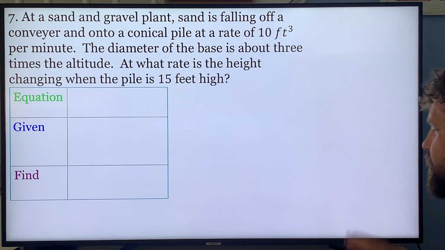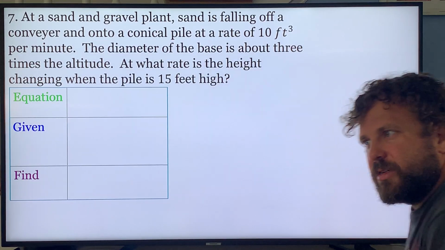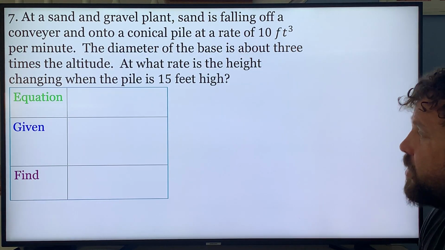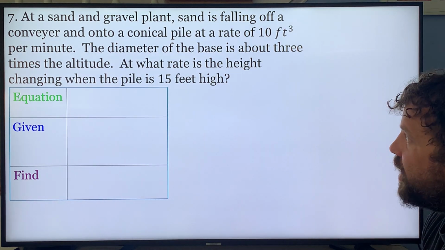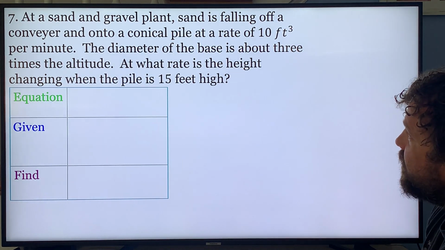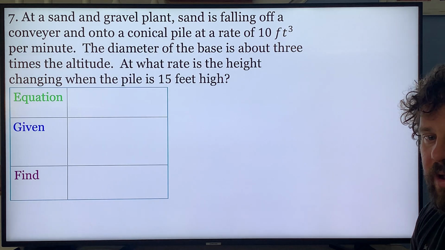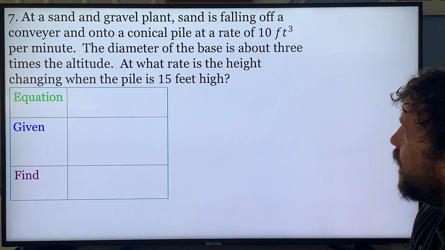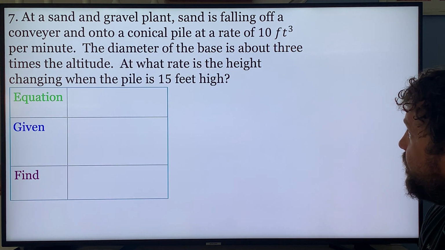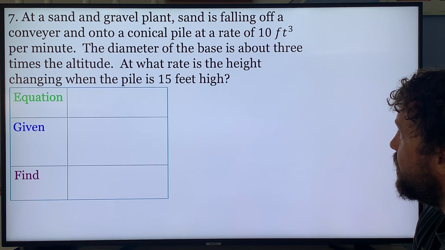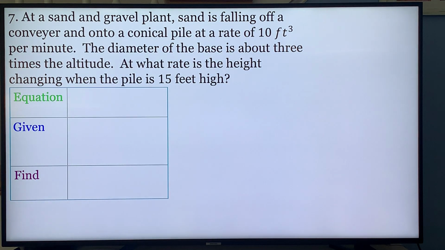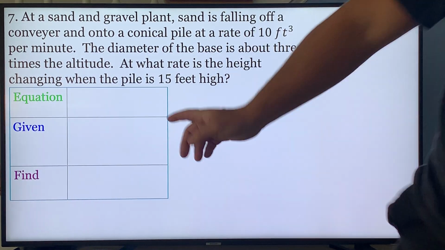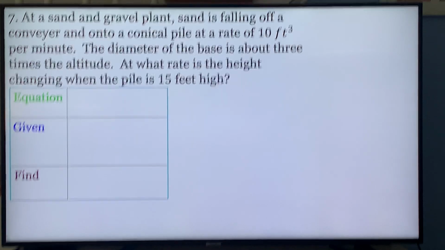Ooh, this one's a fun one. I wish I had my board for this one because I can't draw my pictures. Usually I draw the pictures on the board next to this because I don't have enough space, but I'll just tell you what the pictures are. A sand and gravel plant. Sand is falling off a conveyor onto a conical pile at the rate of 10 feet cubed per minute. The diameter of the base is about 3 times the altitude. At what rate is the height changing when the pile is 15 feet high? So what I want you guys to do is try to fill in that chart real quick.